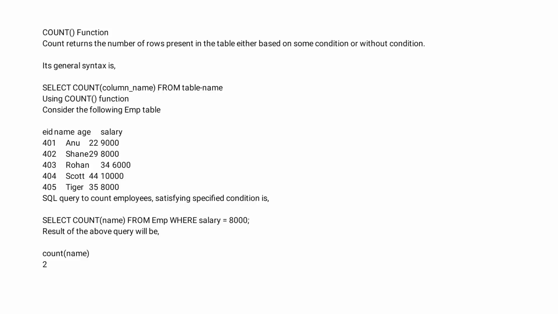So we are selecting the name count: select count of names from employee table where salary is equal to 8,000. In the table there are two members with a salary of 8,000. See, 402 Shane has 8,000 and 405 Tiger has an 8,000 salary. So those two members are counted as getting the salary 8,000.